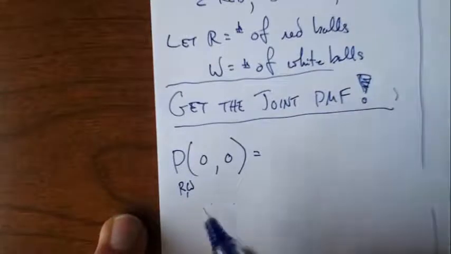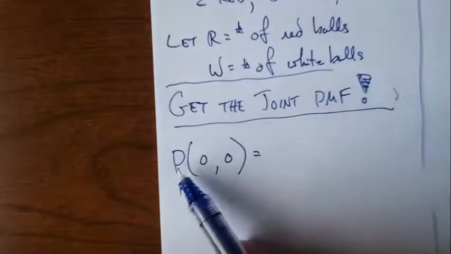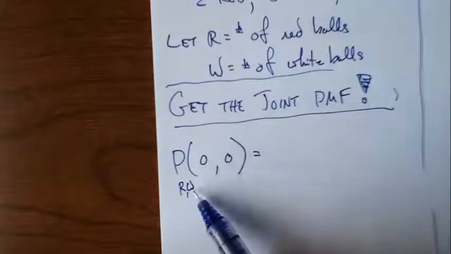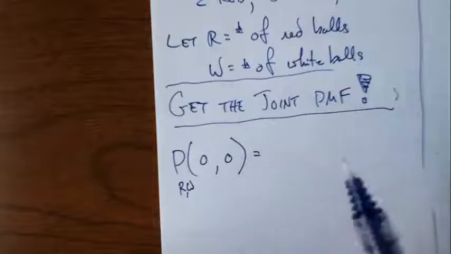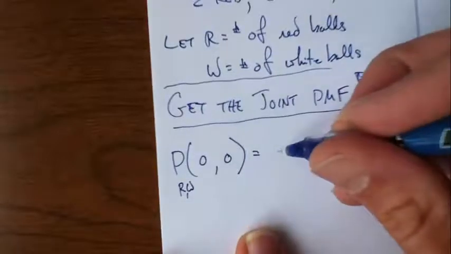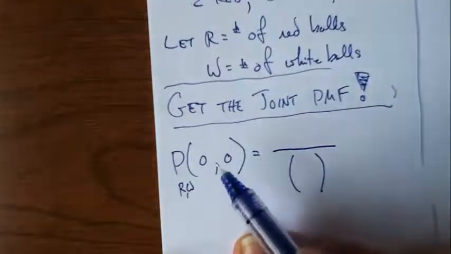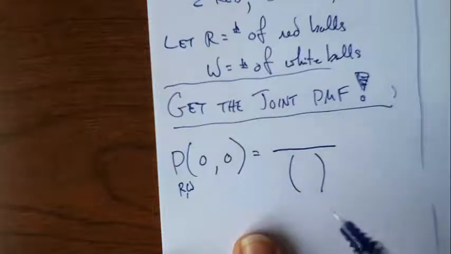When I write this, I mean the probability that the number of red balls in my sample of size 3 is 0, and that I get 0 white balls also. So I take 3 balls from the urn. What's the chance that I see no red and no white? Well, that means they've all got to be blue, right?